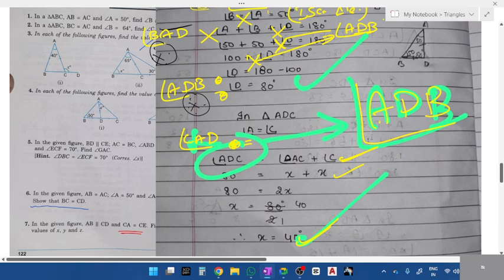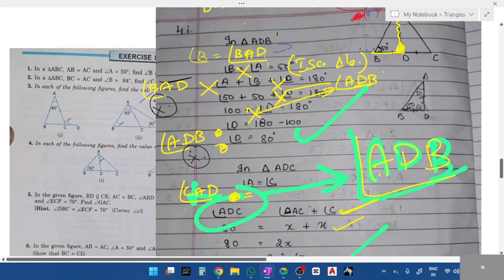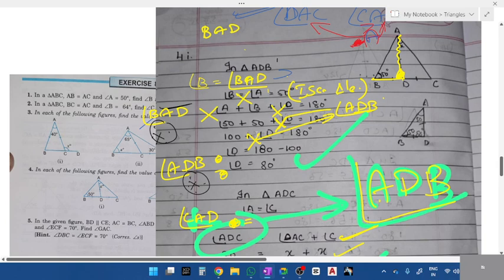Okay, these are a few mistakes, students, where you will have to write the angles properly. ADC is not the exterior angle. If you write ADC, you are talking about the interior angle. That is wrong. You should write ADB.